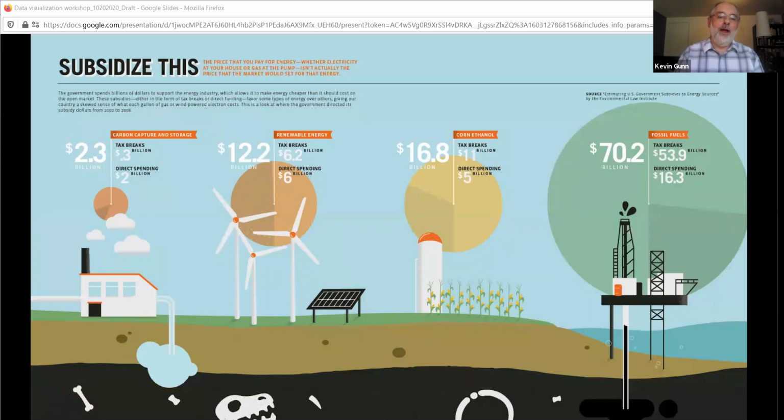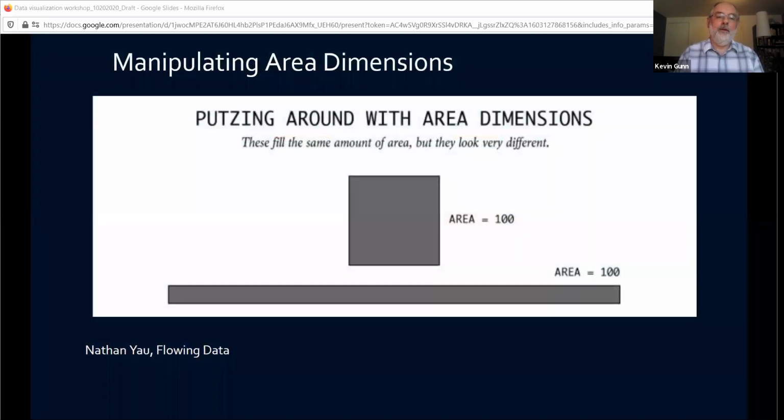Another version of that is area dimensions. So here you have two images. They both demonstrate the same amount of area. However, with a square and then a long thin line, visually we look at that and go, oh, I think it's the square that's much more represented, much larger, when in fact they're both the same.